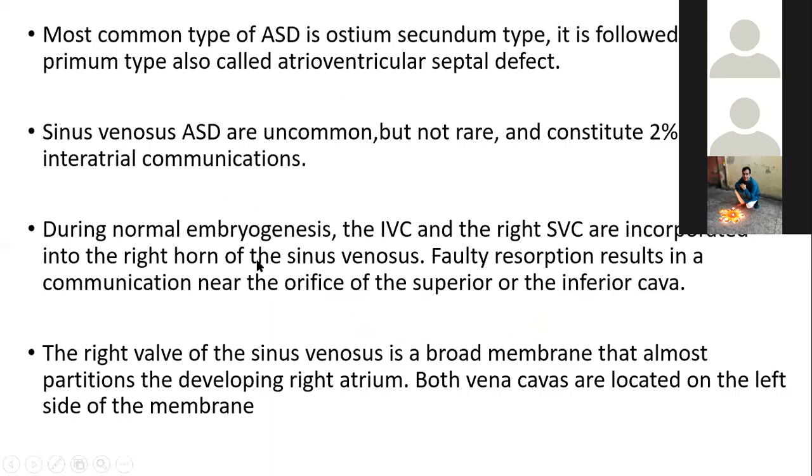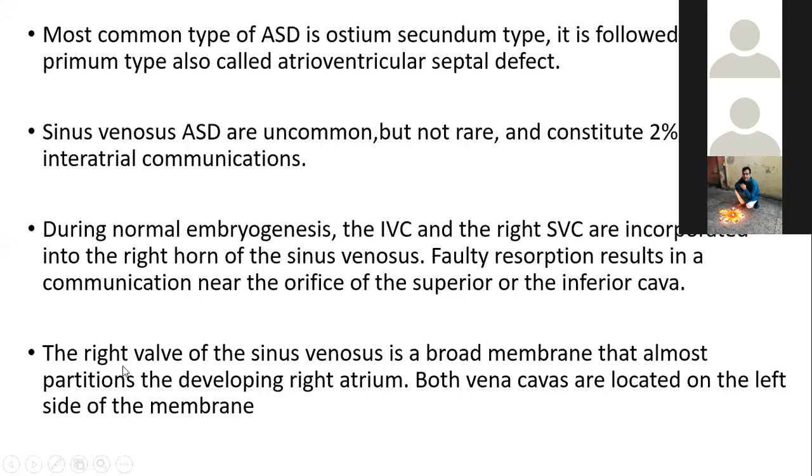So the incomplete formation of the communication near the orifice of either the superior or inferior vena cava leads to ASD, and this is usually associated with partial anomalous pulmonary venous connection. That is, the right pulmonary vein usually connects into the right atrium when this type of ASD is present.